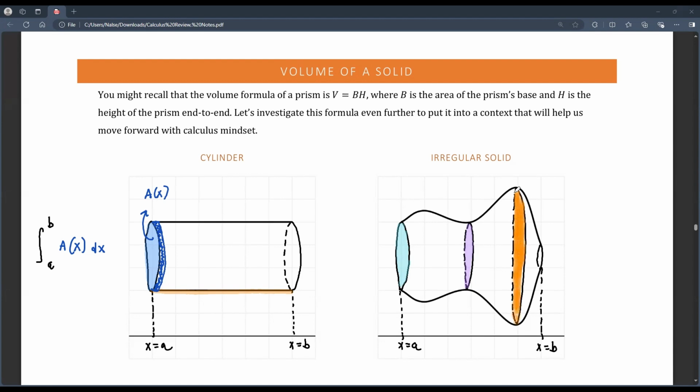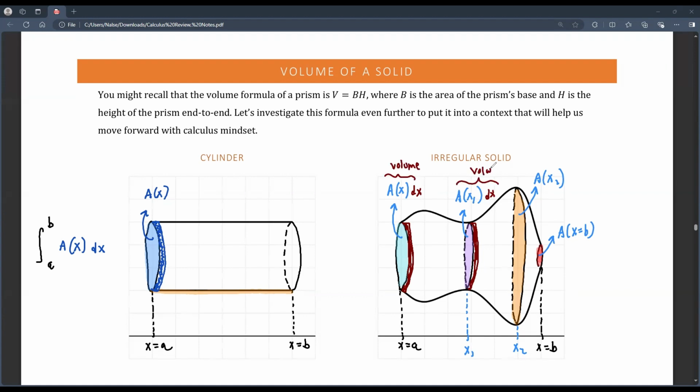With each cross-sectional area comes a small change in x that creates a sliver of volume. The integral is a sum of these volumes, giving us the total volume of the irregular solid. In summary, to find the volume of a solid with known cross-sections, we will need to integrate the area function that describes these cross-sections over the length of the interval.